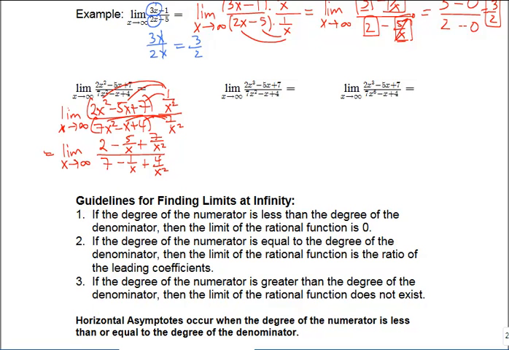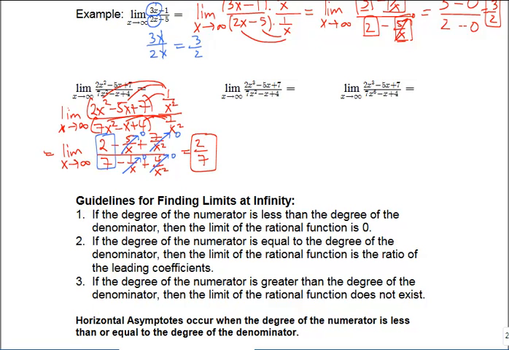Now by our generalization, a constant over a power of x goes to 0 as x gets really big. So this is going to go to 0, this is going to go to 0, this is going to go to 0, and this is going to go to 0. So the only thing that's left is this 2/7, so that means 2/7 is my answer.